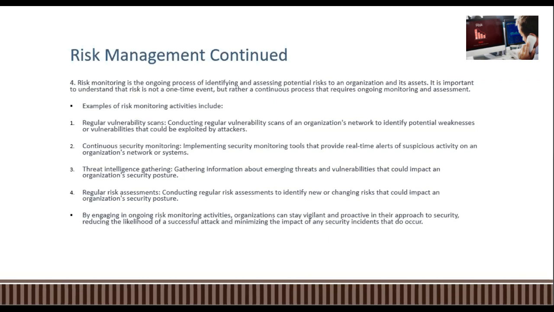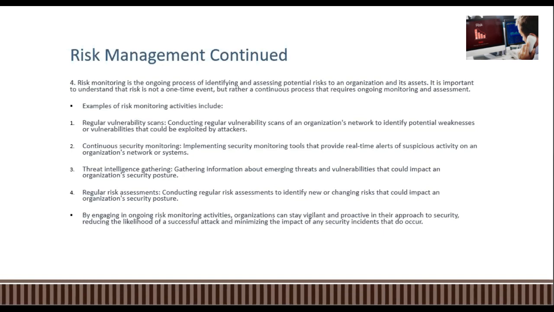Risk management continued. Risk monitoring is the ongoing process of identifying and assessing potential risks to an organization and its assets. It's important to understand risk is not a one-time event, but rather a continuous process that requires ongoing monitoring and assessment. Examples of risk monitoring activities include regular vulnerability scans, conducting regular vulnerability scans of an organization's network to identify potential weaknesses or vulnerabilities that could be exploited by attackers.